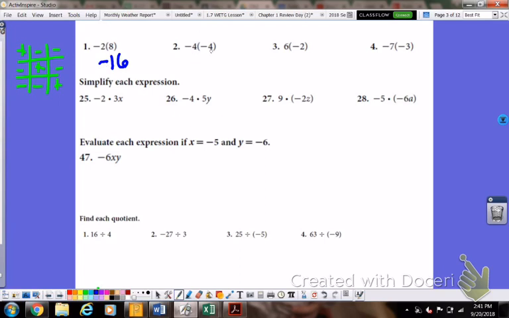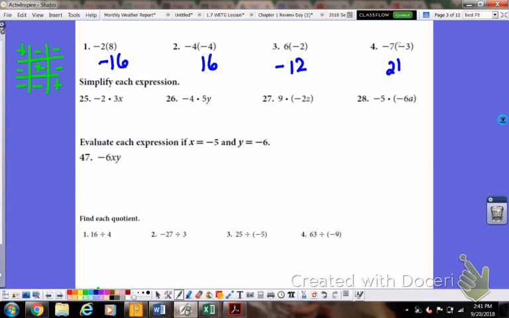Well, I know that 4 times 4 is 16. Negative, negative. Check out our board. Negative, negative gives us a positive. So our answer is just 16. Number 3, 6 times negative 2. Well, we know 6 times 2 is 12. Positive, negative, different signs. So negative 12. And the last one, negative 7 times negative 3. Well, we know 7 times 3 is 21. Same signs, so positive, so our answer is 21.